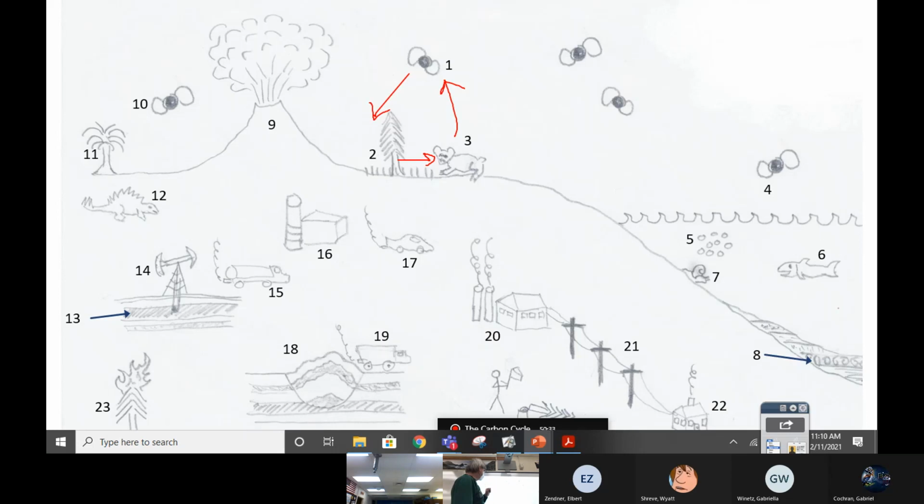All right? So photosynthesis converts that carbon dioxide into sugar. Number 3, animals eat the sugar and they release carbon dioxide back to the air using respiration. Okay? This is our most basic carbon cycle. Look over here, it's repeated again.